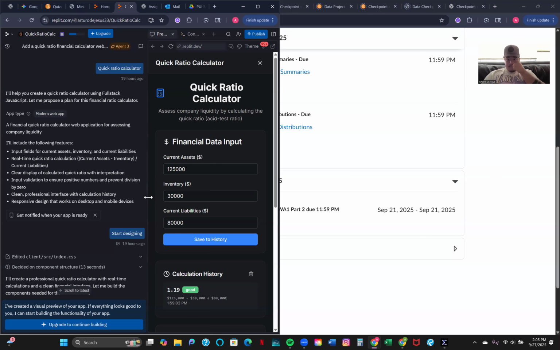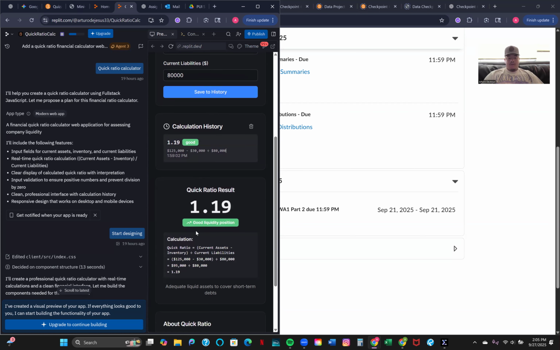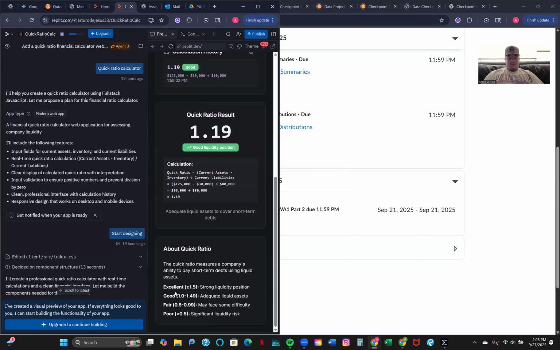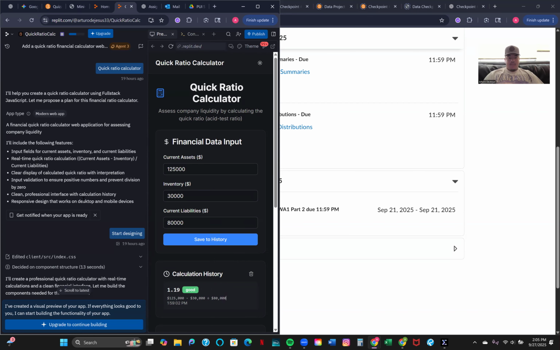So here we have the financial data input. I just put in the quick ratio calculator to help me spit it out right here, and it was good. Right here, all good. It came out to be 1.49, which is adequate liquid assets. It took about 5 minutes to spit out, but it was all good. So 125, 30, 80 came out to be 1.19.